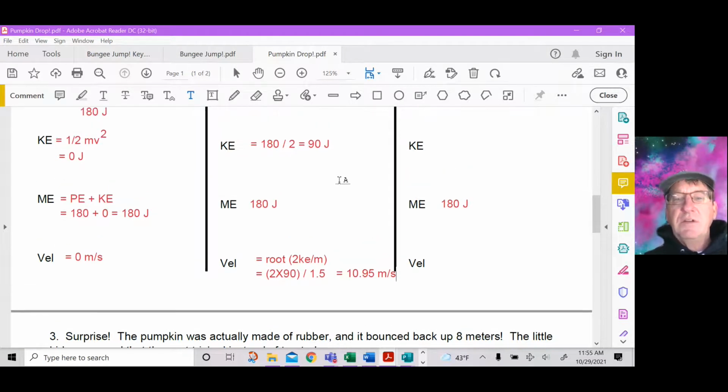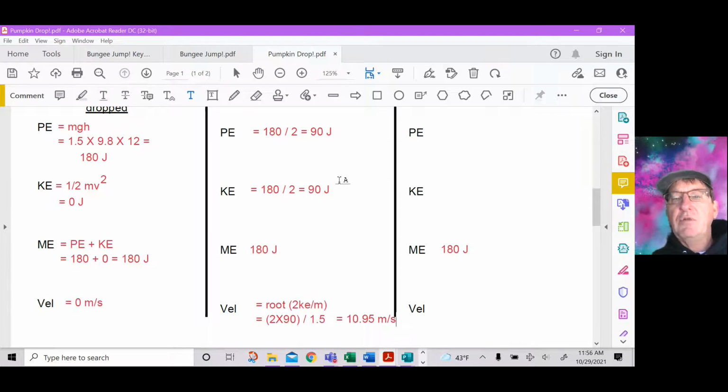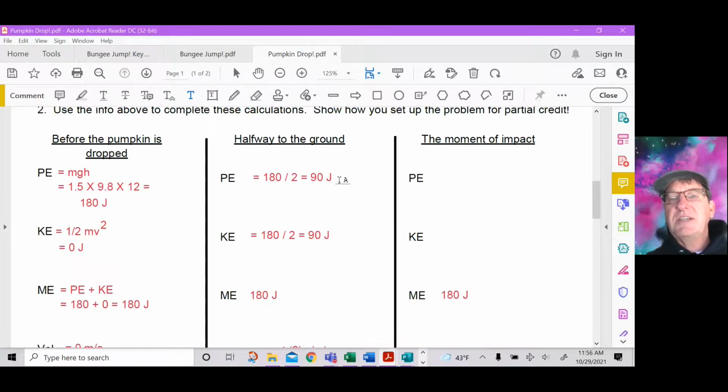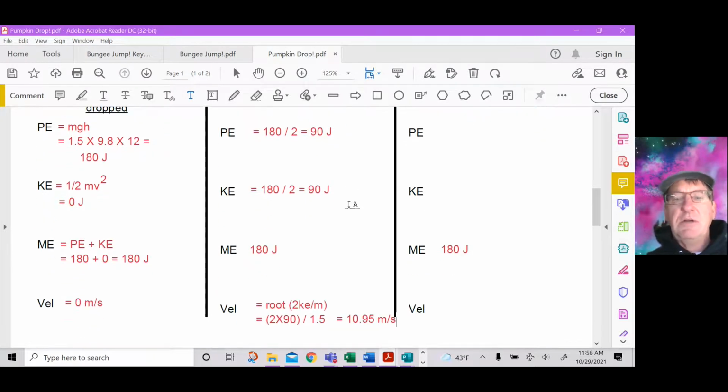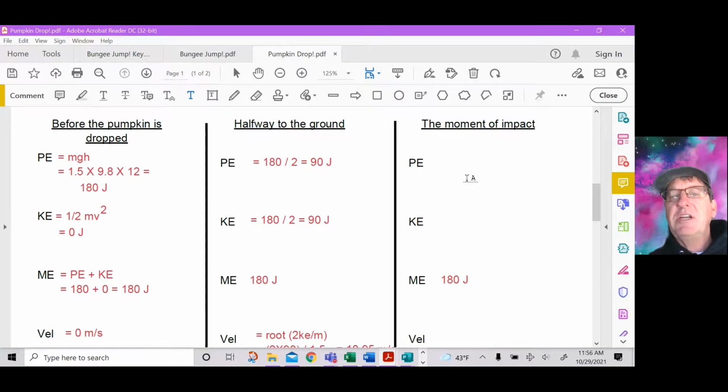So if you need to pause the video, now is a good time while I move on to the next section. At the moment of impact, just when the pumpkin hits the ground. As I recall, of course, ME is the same every time, 180 joules. And at the moment it hits the ground, well, it can't fall any further than that, so PE has got to be 0. We know it's already on the ground. There is no more potential energy left. It does not have the potential to fall further.